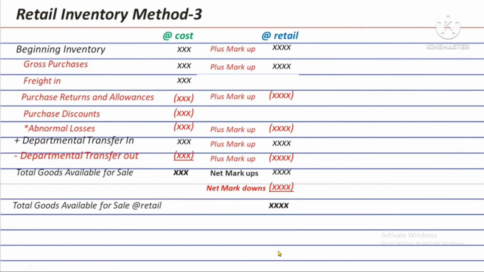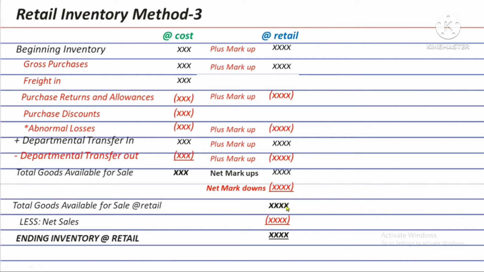So, here it is. But let's focus on the second column. Just ignore the first column. So we have here again the TIGAS at retail. Actually guys, you only need to deduct one thing, which is the net sales, and then you will already get the ending inventory at retail. So if you use logic, TIGAS at retail are the total goods that the company can sell, right? And since it's TIGAS at retail, this is already at selling prices.